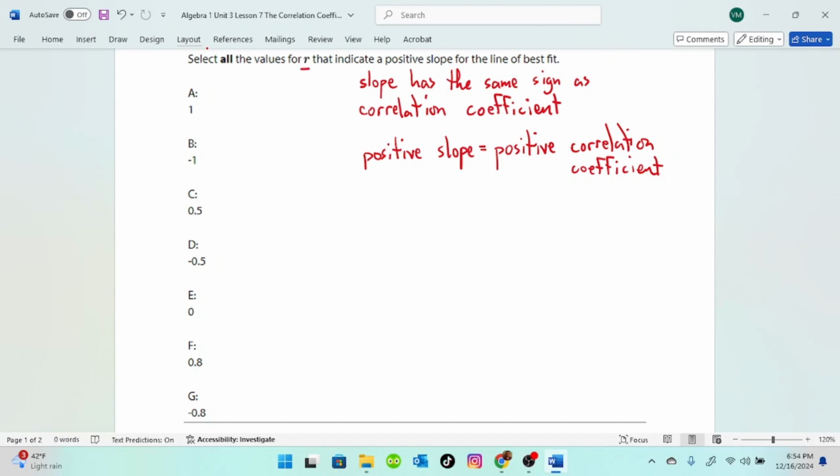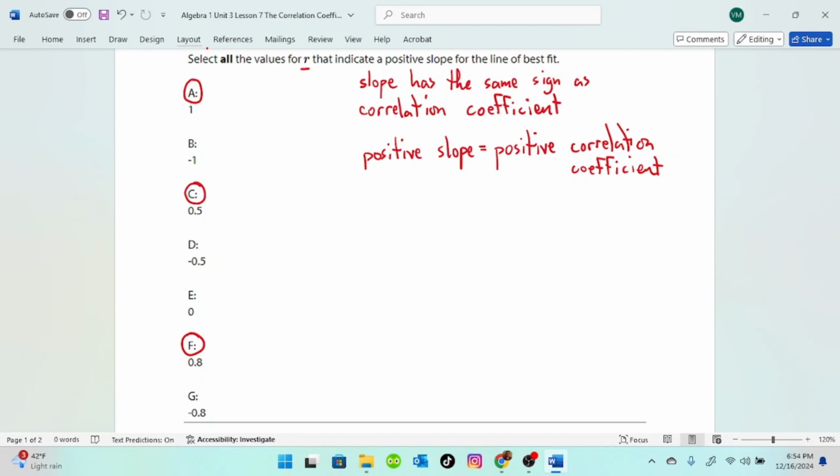And notice they're using the variable R. This is the common variable that we use to denote a correlation coefficient. So if you ever see R, that's probably representing this correlation coefficient. So as we look through our answers, we want a positive slope, so we want a positive correlation coefficient. That would mean A, C, and F would be the positive correlation coefficients.